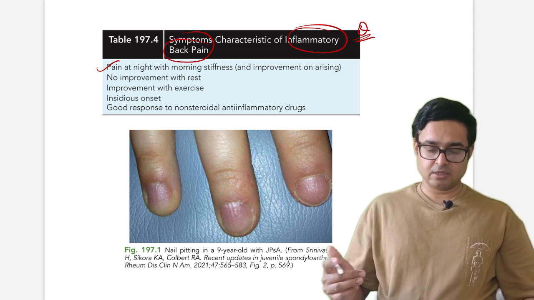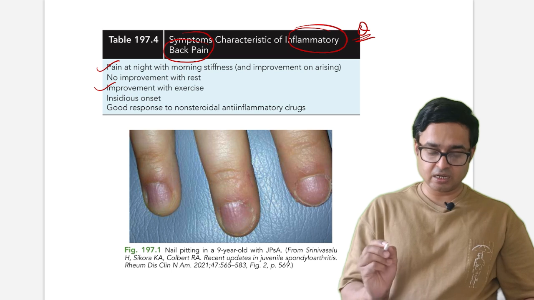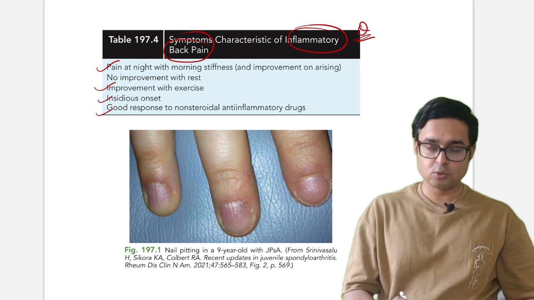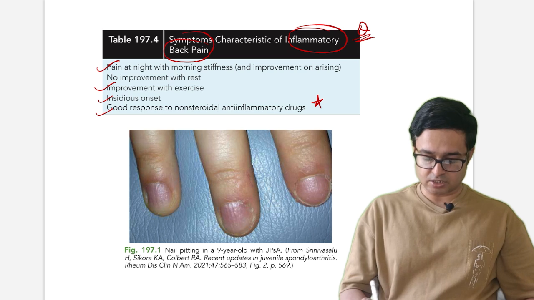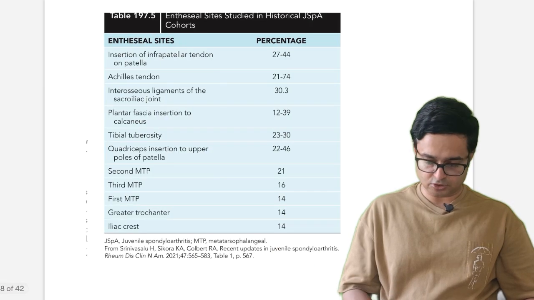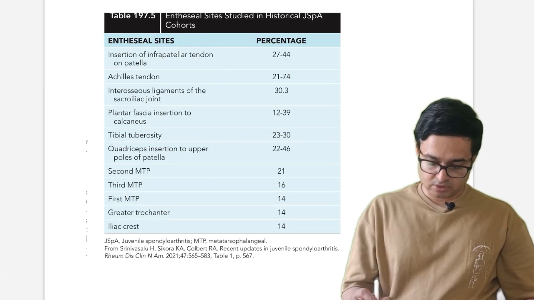If a patient does exercise, it will improve. Insidious onset and good response to non-steroidal anti-inflammatory drugs. Very important. So this is nail pitting in case of JPsA. So this is very important. Okay, so this is juvenile spondyloarthritis.